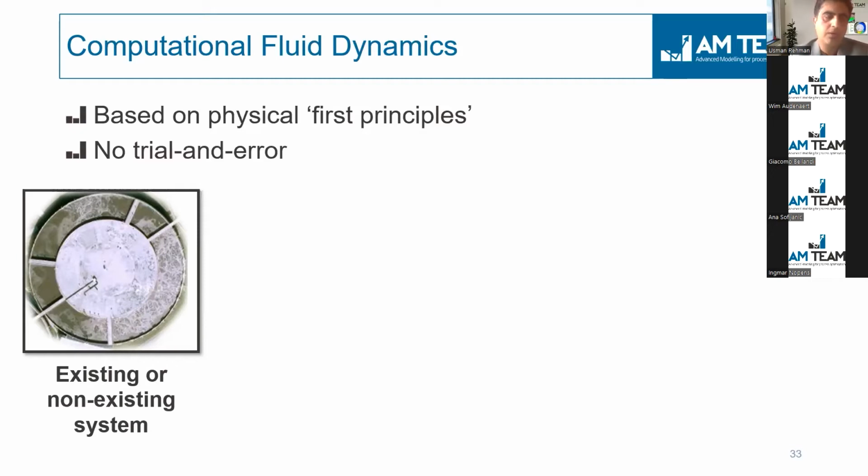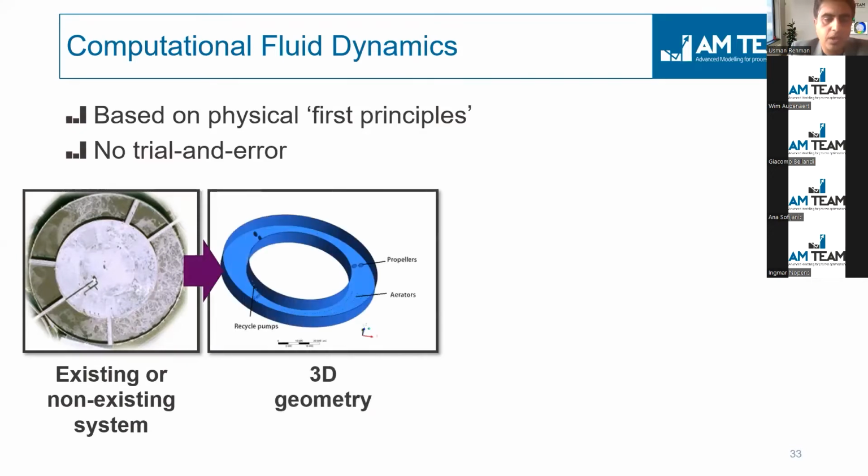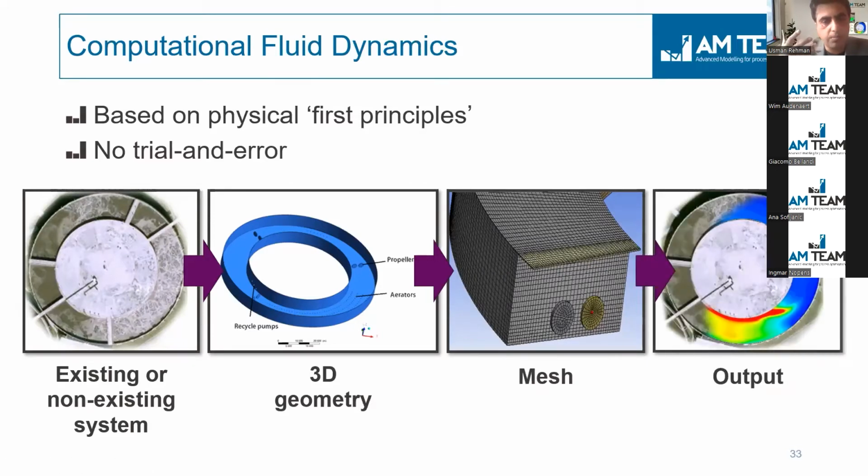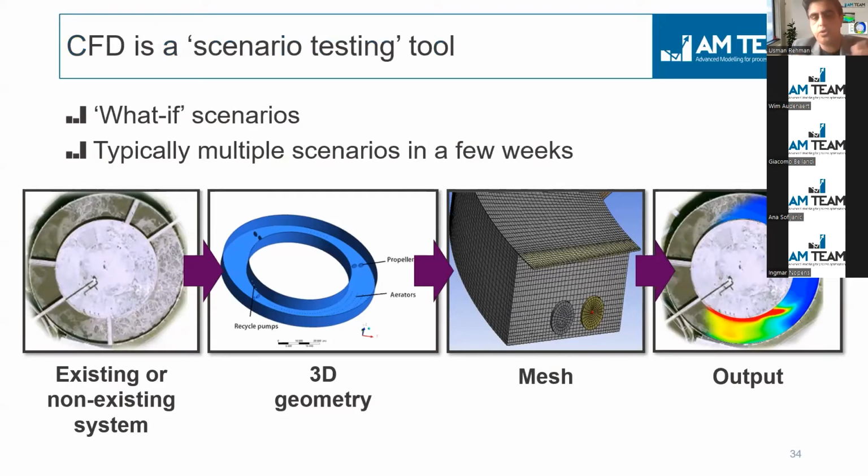So you always start with either an existing or even a non-existing system, even a hypothetical system, and you transform that into a digital or computer-aided design of your system, of your bioreactor, for example. We then transform this into very small volumes, which we call a mesh, where we solve all the equations. And based on that, we model it, and you get a nice output, which is normally in 3D, which means that you could see it along the width, along the depth, and in any dimension, and which is a function of your variables.